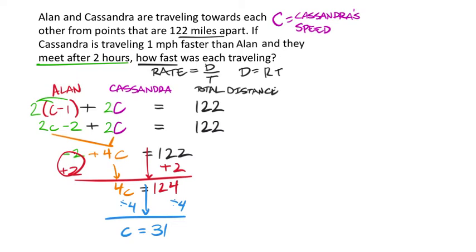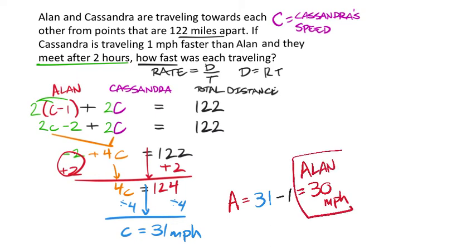Now C, again, what is C? C was Cassandra's speed, right? So that's 31. It appears that they were driving in miles, and this was in hours. So this is also 31 miles per hour, but that's for Cassandra. Okay? Well, Alan is going 1 mile per hour less than that. So for Alan's, we're going to take Cassandra's at 31, and we just have to take one away from that. Okay, so Alan then is going 30 miles per hour. So this is Alan's speed right here, and this is Cassandra's speed.